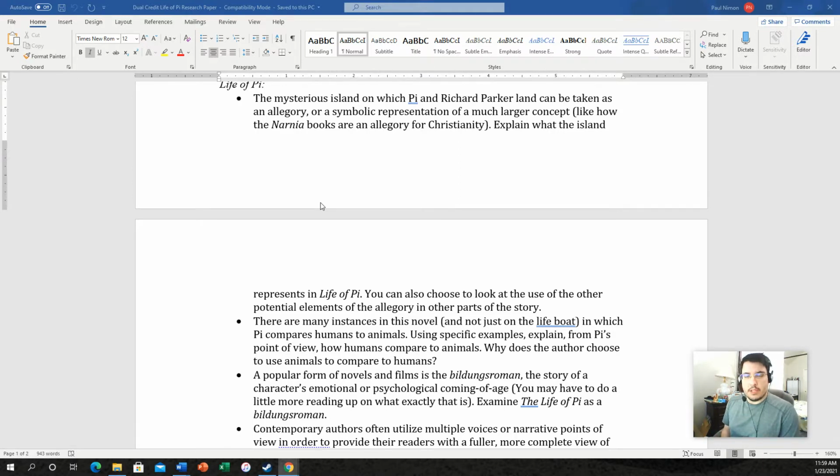Now, a lot of scholars believe that the island that Pi encounters while he's adrift at sea is an allegory for some bigger message. Now, an allegory is when a story takes on some sort of extended metaphor where everything in that particular spot in the story or everything in the story as a whole represents something else. Like, for example, The Lion, the Witch, and the Wardrobe. Everything in that story is an allegory or represents something about Christianity. The Wizard of Oz is an allegory for American politics, and so on and so forth.